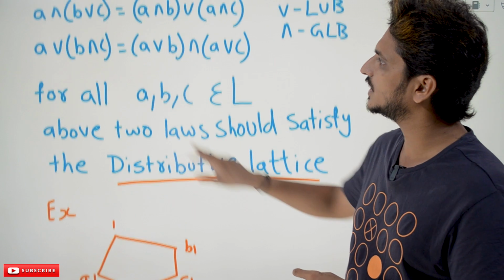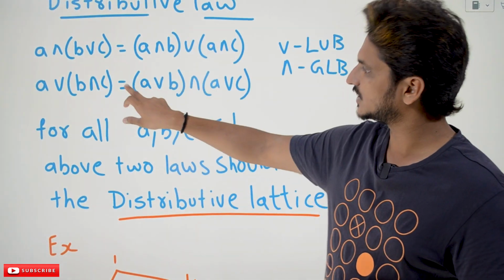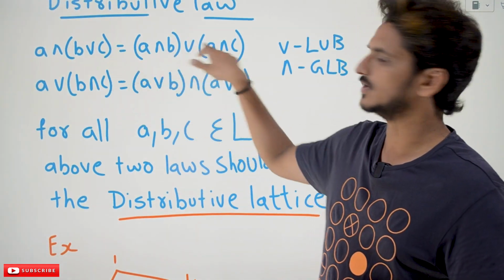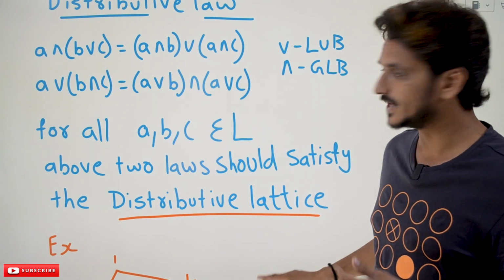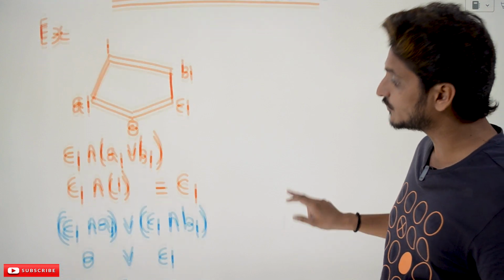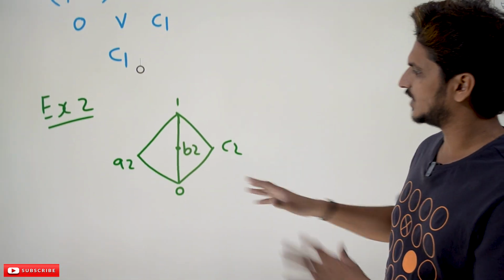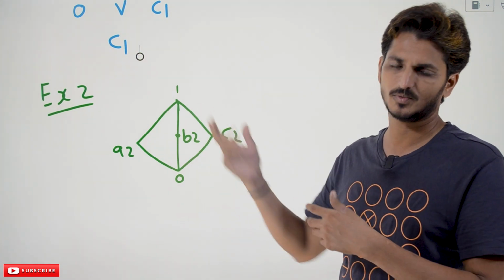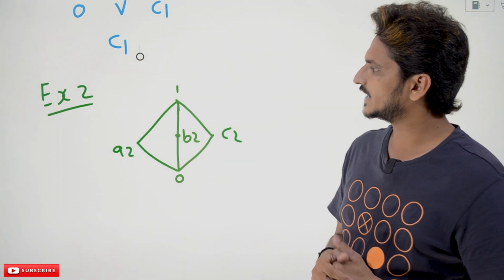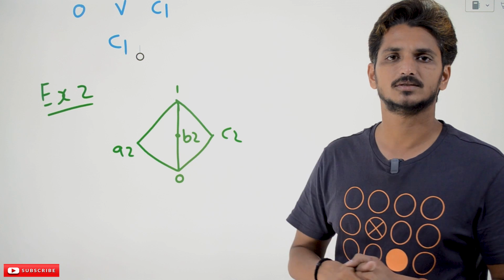What is the second property? The second law, this law also. We checked this law, you have to check the second law also for all the elements, then we say it is a distributive lattice. We could take one more example, but we are not going to show it because you should try it on your own and check all the formulas. So this is one more lattice which is a distributive lattice.